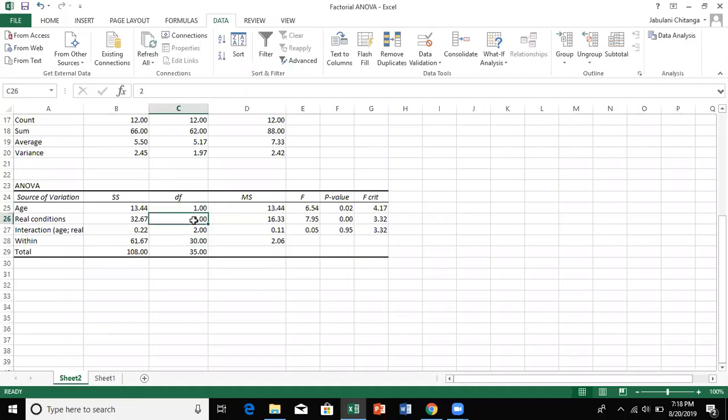The real conditions, we have 3. So 3 minus 1, that is 2. And then the interactions, also we have 3. And then it's 3 minus 1, that's 2. And then the 30 means that for each set of 6, 6 minus 1, 6 minus 1, 6 minus 1 times 5, that is 30. That is where this is coming from. Yeah, only that. So if there's a significant difference, you can proceed with other things.